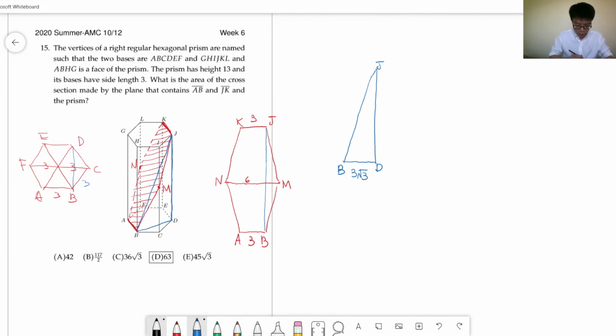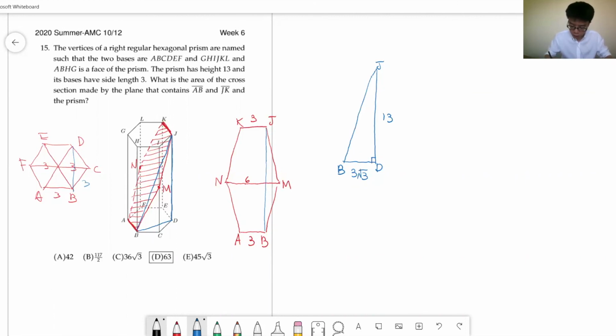And then we have JD equals 13. That's the height of the prism. And we must have JD perpendicular to BD because this prism is a right prism. So JD is perpendicular to the plane of the base, so of course it's perpendicular to BD. So this is a right triangle.